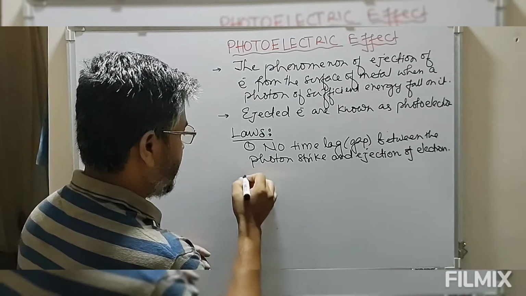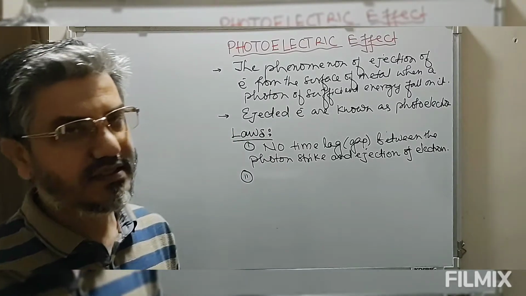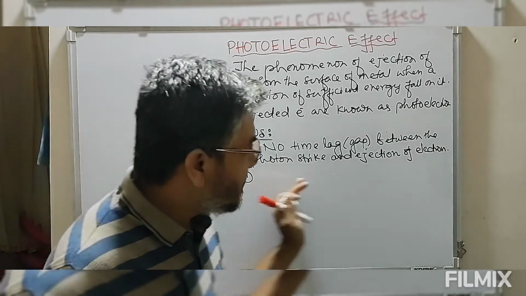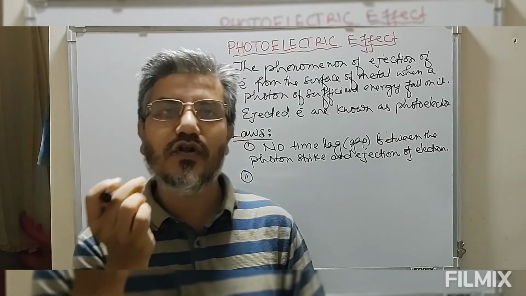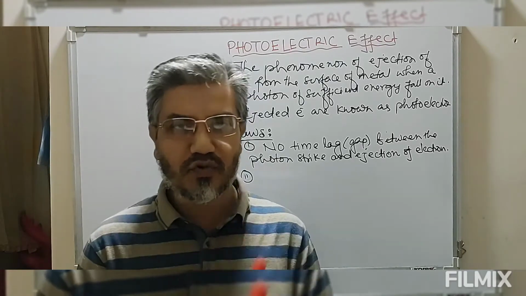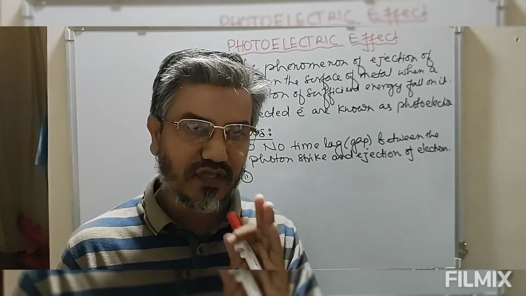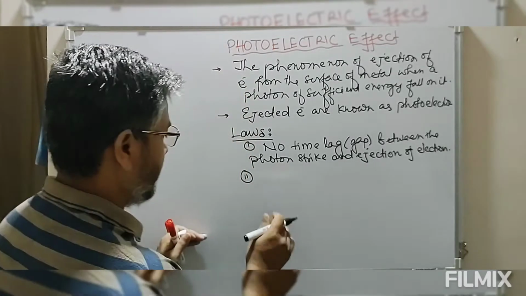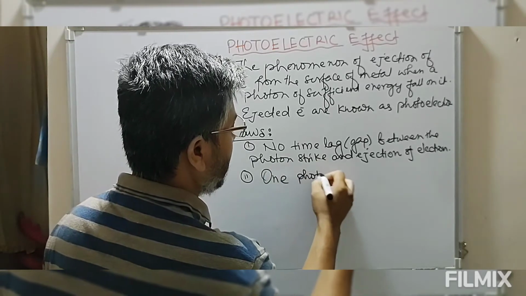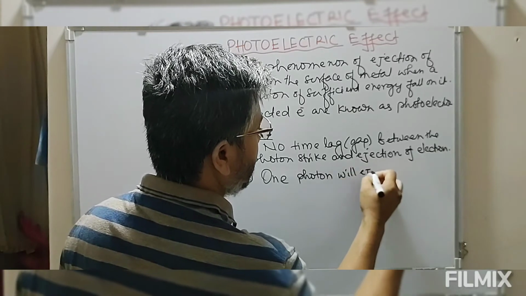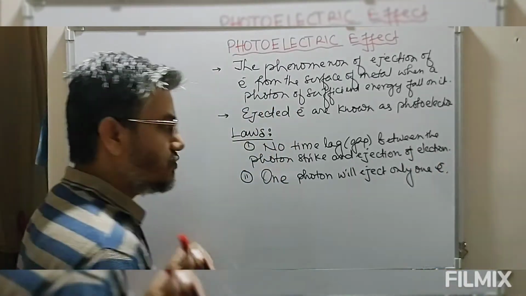The second law which governs this photoelectric effect is that an electron is ejected by a photon. Now look at this: one photon will only eject one electron. There is no possibility of one photon ejecting more than one electron. One photon at a time will eject one electron. So the second law says one photon will eject only one electron. This is a 1:1 ratio.